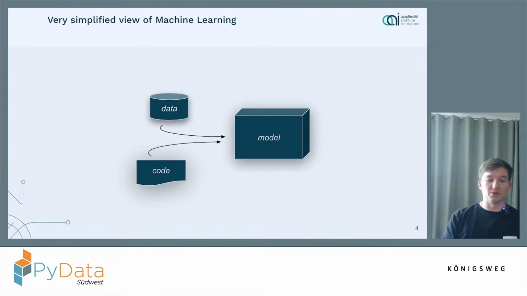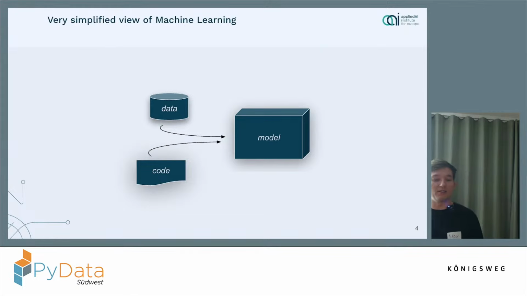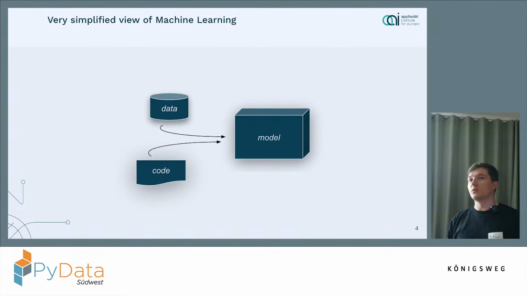So, data version control. This is a very simplified view of the machine learning process. Usually when you do machine learning, you build some kind of model. And how do you go about that? You have two ingredients towards that model. One is the code, so you specify the algorithm, the architecture, and your training loop within your code. The other thing that you have is the data. So you collect some data that is relevant to your problem. In the beginning, you don't know how relevant it may or may not be.